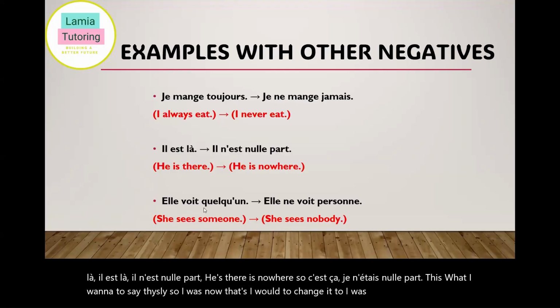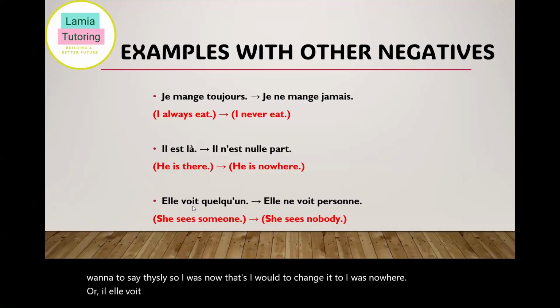Elle voit quelqu'un, elle ne voit personne. She sees someone, she sees nobody. So, go ahead if you want to write it down. So the next one is transforming the sentences, basically. So I want you to take a piece of paper or notebook.